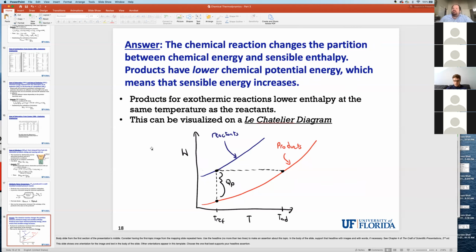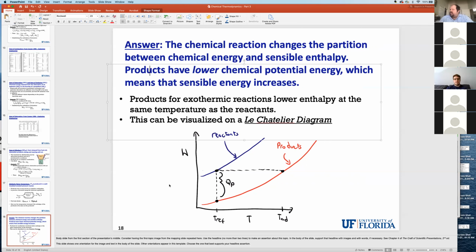And if the total energy, which is the sum of the chemical energy and the sensible enthalpy, needs to be constant, and if the temperature is going to increase intuitively by the chemical reaction, then that means the sensible enthalpy has gone up. So if the sensible enthalpy goes up, the amount of chemical energy has to go down. Basically, this implies that the products have lower chemical potential energy, which means that to keep the energy constant, the sensible energy increases.